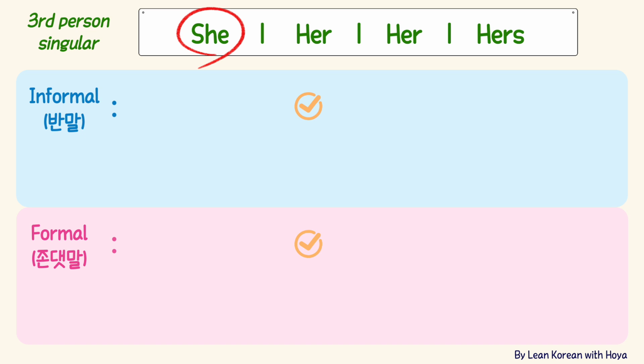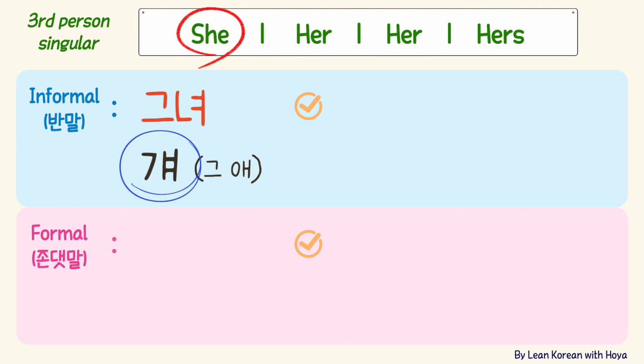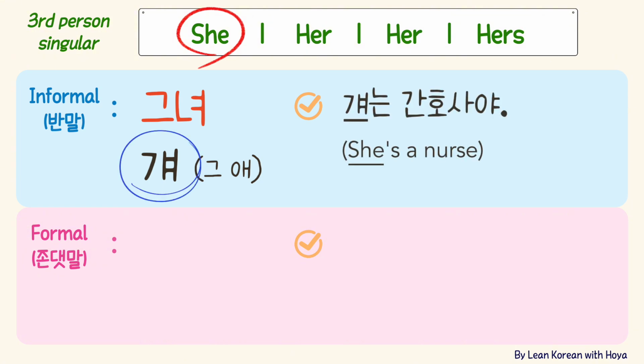The next one is third person singular female, she. According to the textbook, she in Korean is 그녀, but just like 그, we don't use it in real life conversations, so we're going to replace 그녀 with 걔. She's a nurse. 걔는 간호사야.